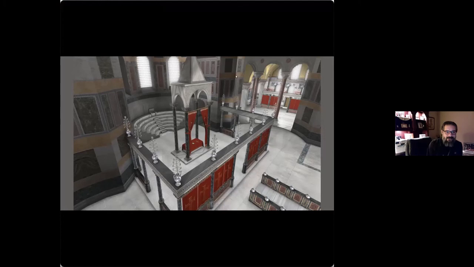Let's see here. Joanne says that's really cool. I agree. And then, the rendering of Hagia Sophia looks a lot like renderings of the Tabernacle of Moses. Yes, and it's supposed to. That's not by mistake.